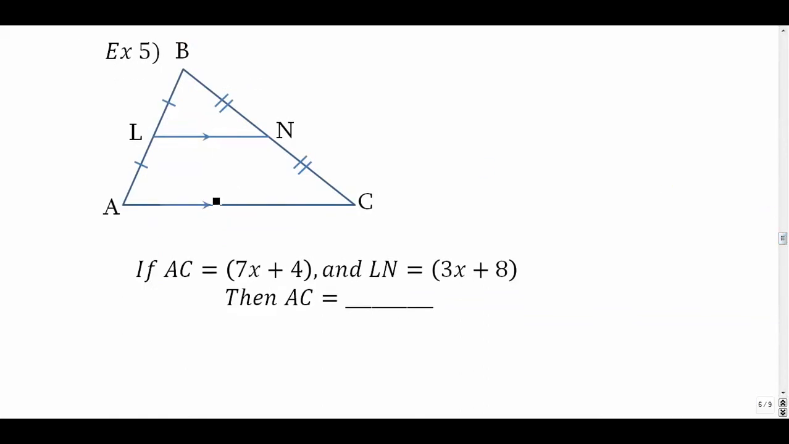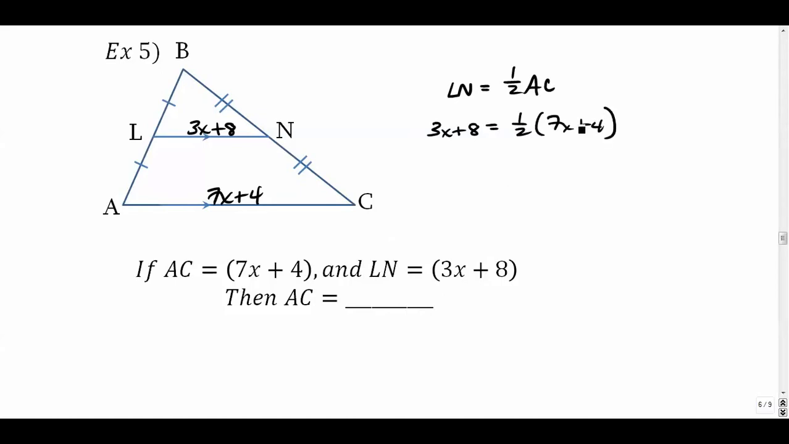Pause it, give it a shot. You've seen enough now, I think you probably get the gist of this thing. Midsegment's half as big as AC, so plug them in. This time we have some sort of crazier algebra because we're not dealing with a segment AC that has even terms, which is fine. We can solve this.